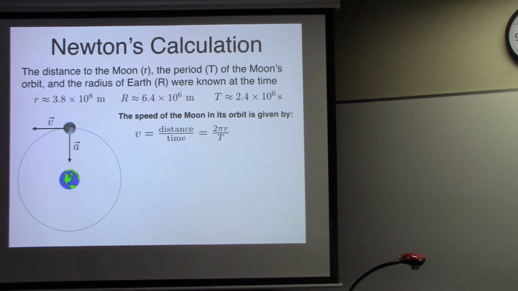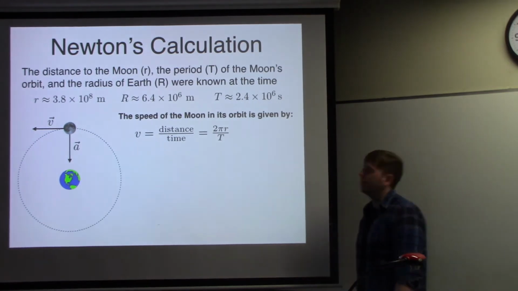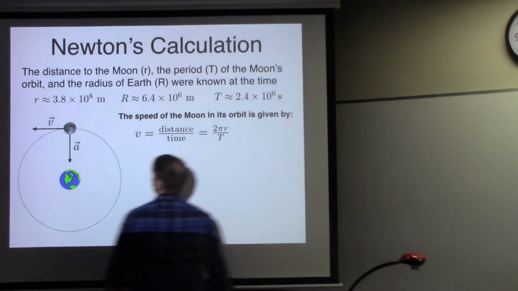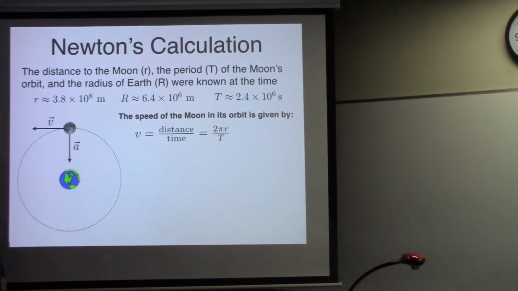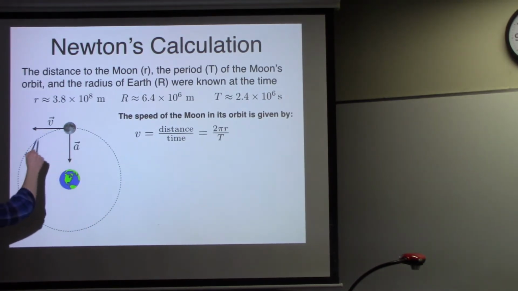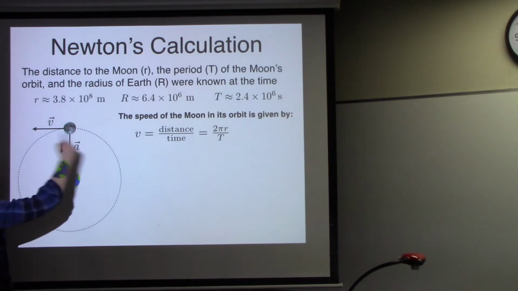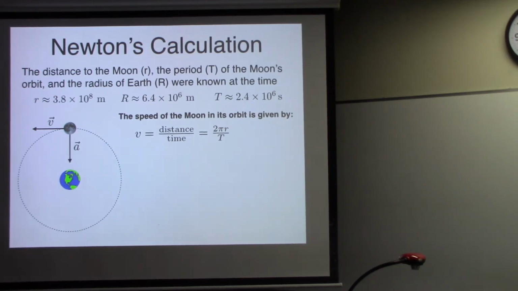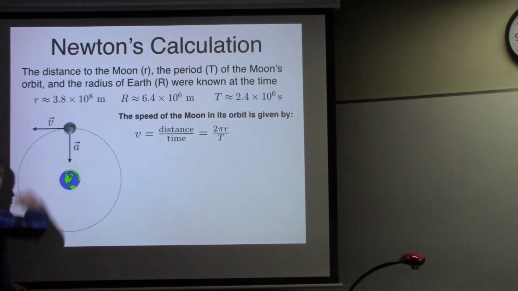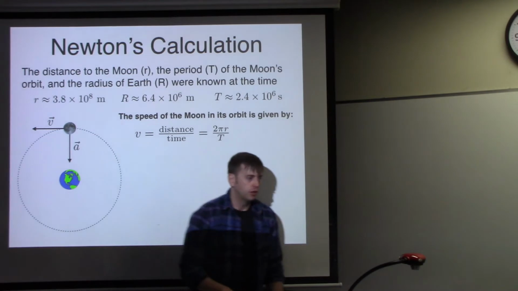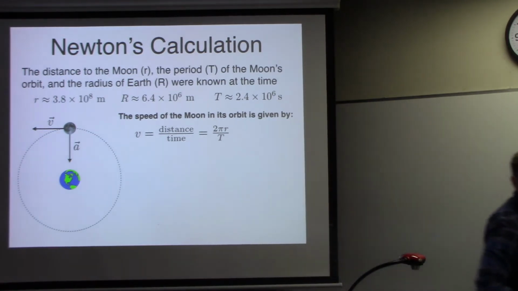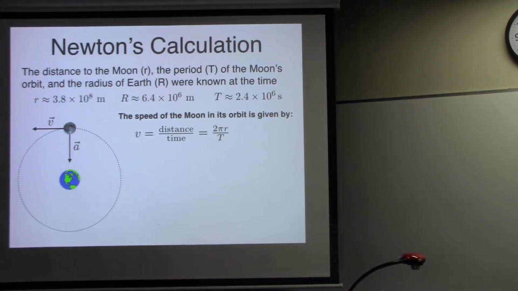Okay, well, speed is the distance traveled divided by the time. And we can think about distance over time in the following way. The distance it moves, let's have that be 1 circumference, or 2πr. Now, the time is going to be the period, because that's how long it takes to go in 1 full circle around the Earth. So if we take the circumference divided by the period, that's going to give us the speed.